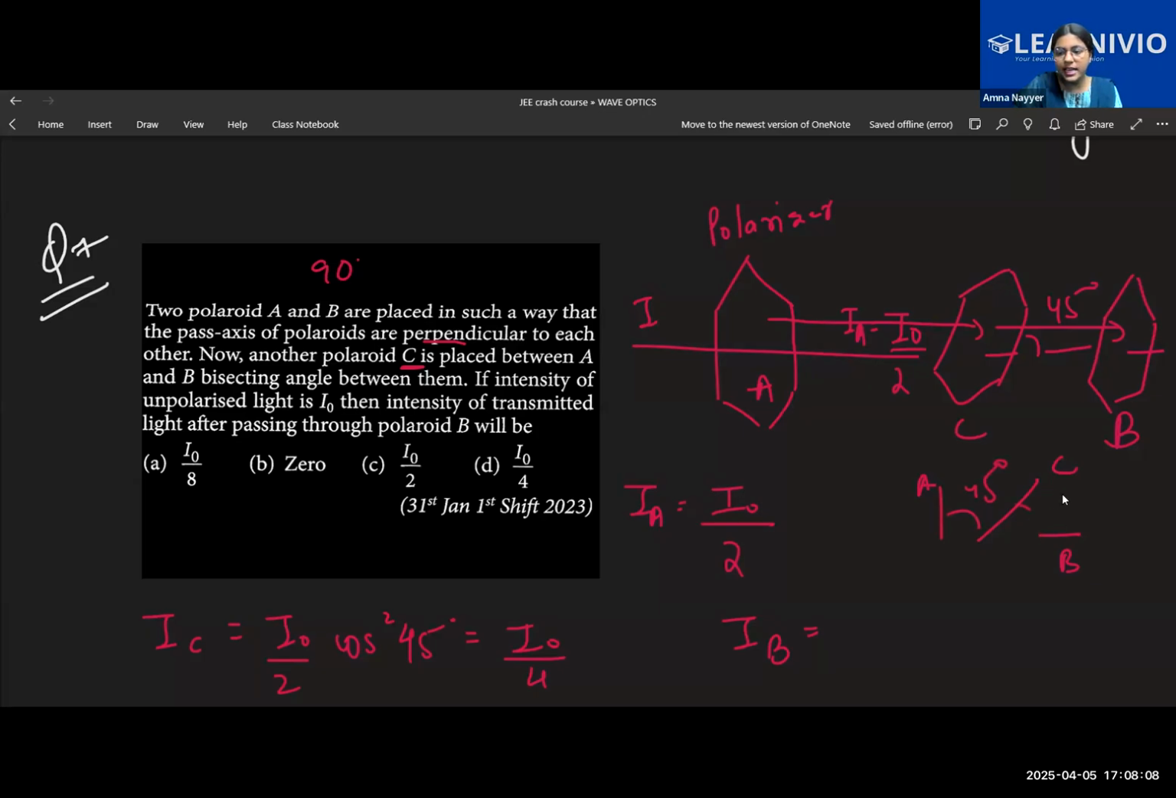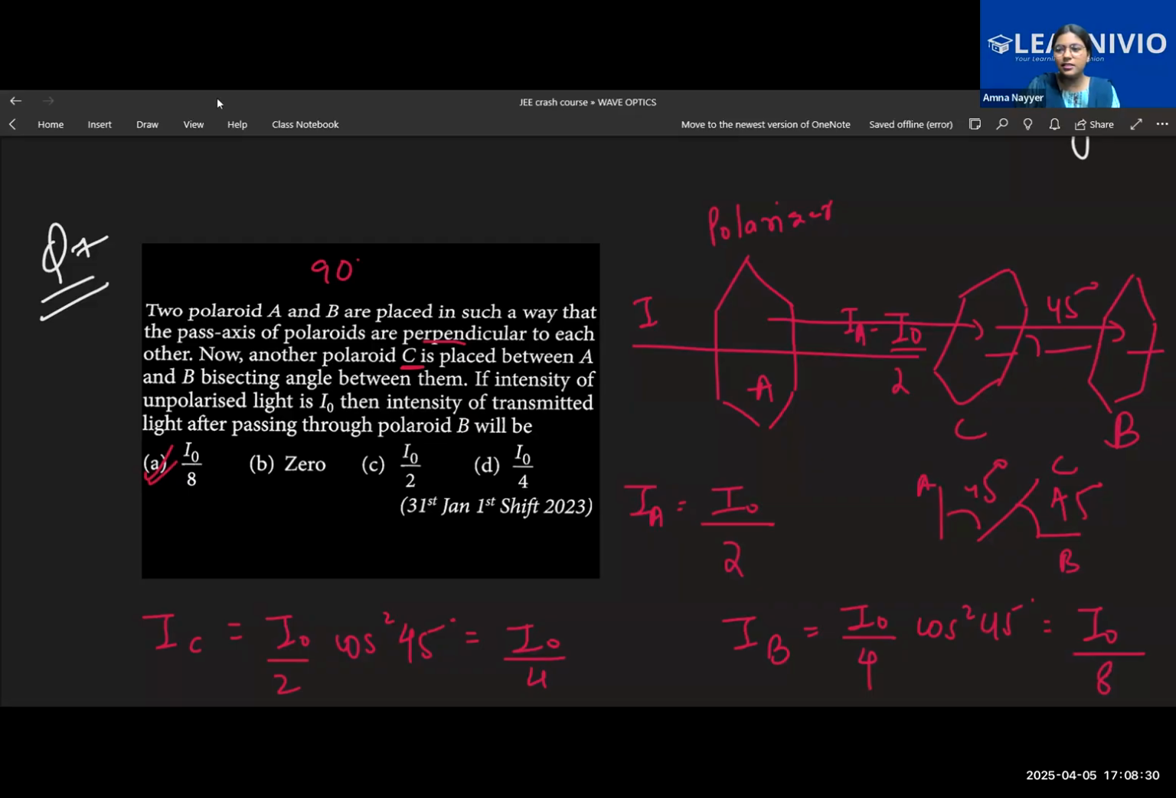Now this angle is also 45 degrees, because 45 plus 45 makes 90. The leftover is also 45, so we have to apply the same thing. The intensity is I naught by 4 into cos square 45, so that becomes I naught by 8. So I naught by 8 will be the answer.